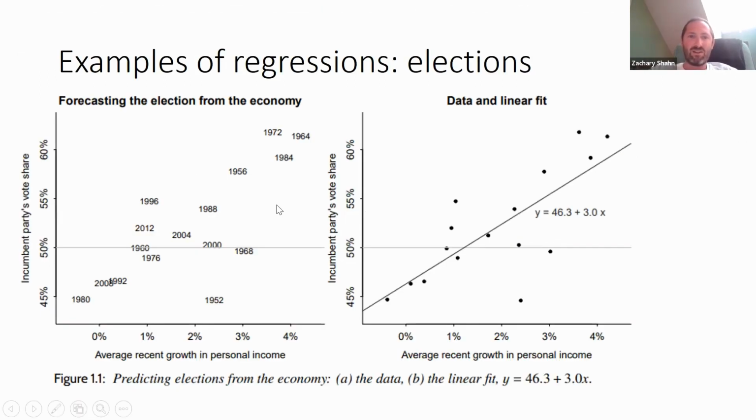Similarly, there's a kind of clear causal story that we can tell about why it would make sense that as personal income growth goes up, incumbent party vote share goes up. But there could easily be confounders there as well. So it's not necessarily causal.